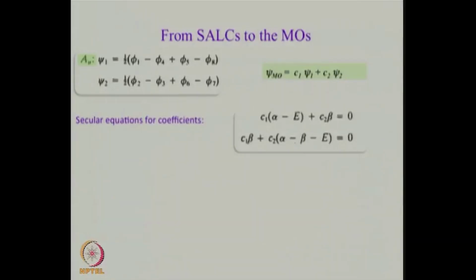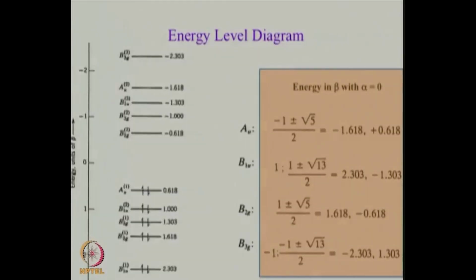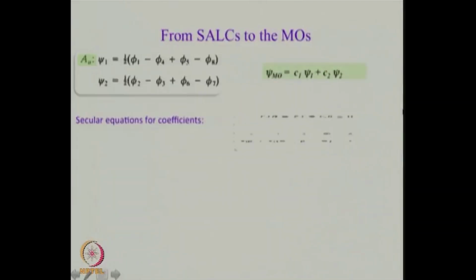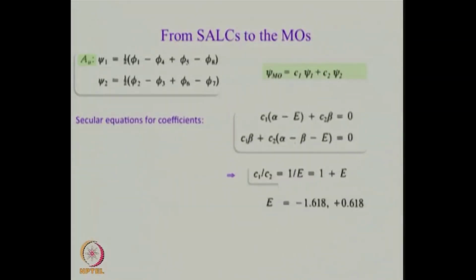Two equations. What are the unknowns here? C1 and C2, because we know what alpha is, we know what beta is. Do we know what E is? We even know what E is, isn't it? Remember? We are talking about AU. So, E has to be minus 1.618 or 0.618. Only two possibilities are there. So, what you do is, first of all, you take 0.618 and substitute, you are going to get, okay, one more condition is C1 square plus C2 square equal to 1, that I think is well known.